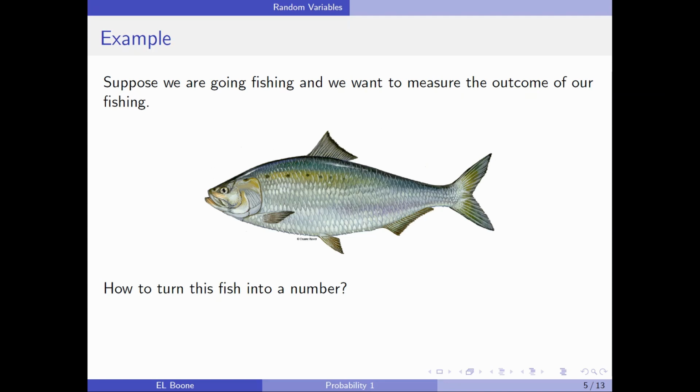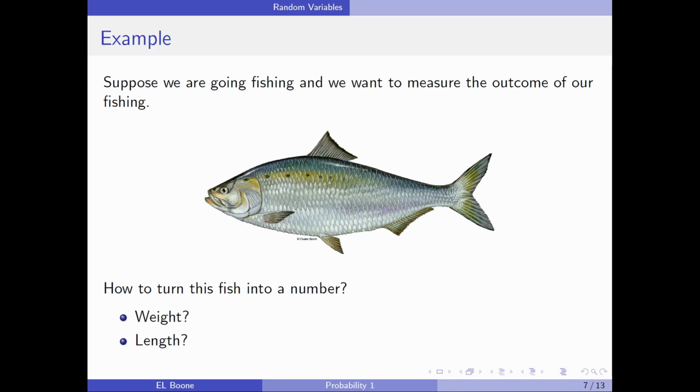But if we are going to go fishing, suppose we want to measure the outcome of our fishing. So right here, we have a fish. How do we turn this fish into a number? Because if I go fishing, I'm going to catch a fish. I'm not going to catch a number, okay? So how do I turn this into a number? Well, there's a variety of ways. We could look at its weight, right? We could sling it up on a scale and measure it and get a number for how much it weighs.